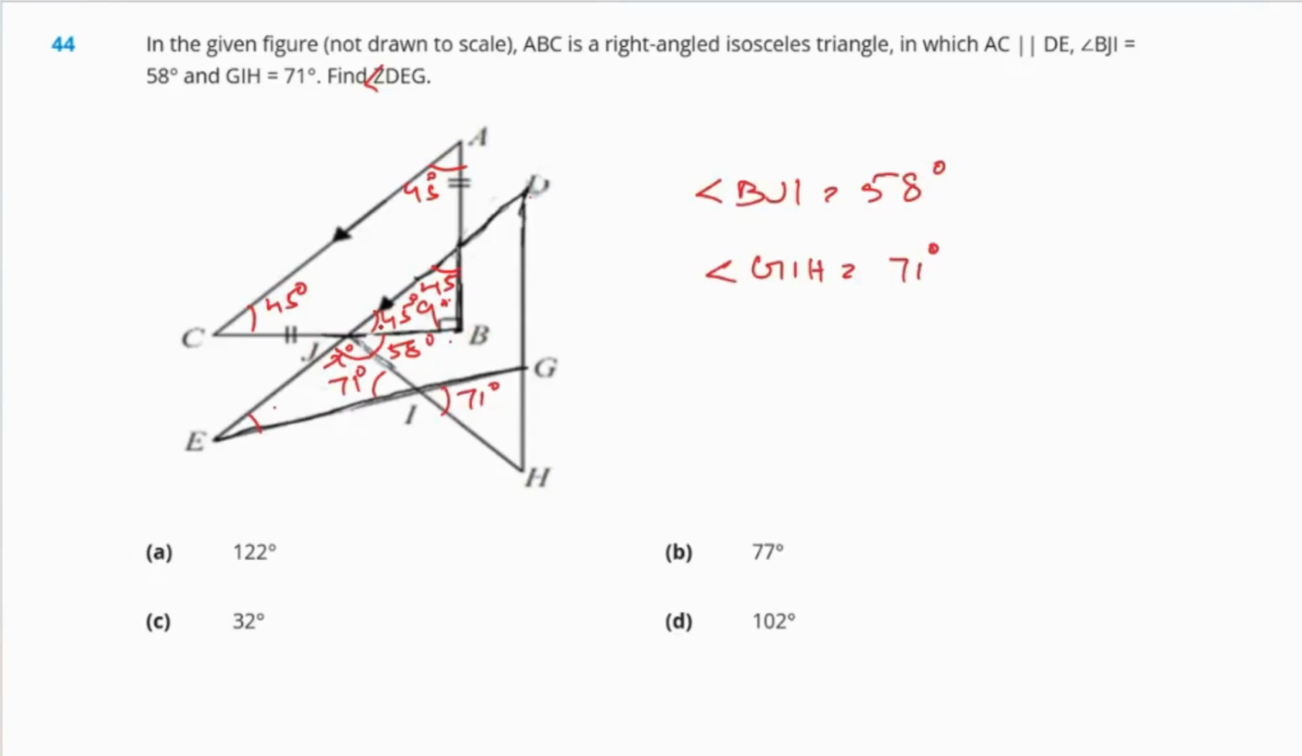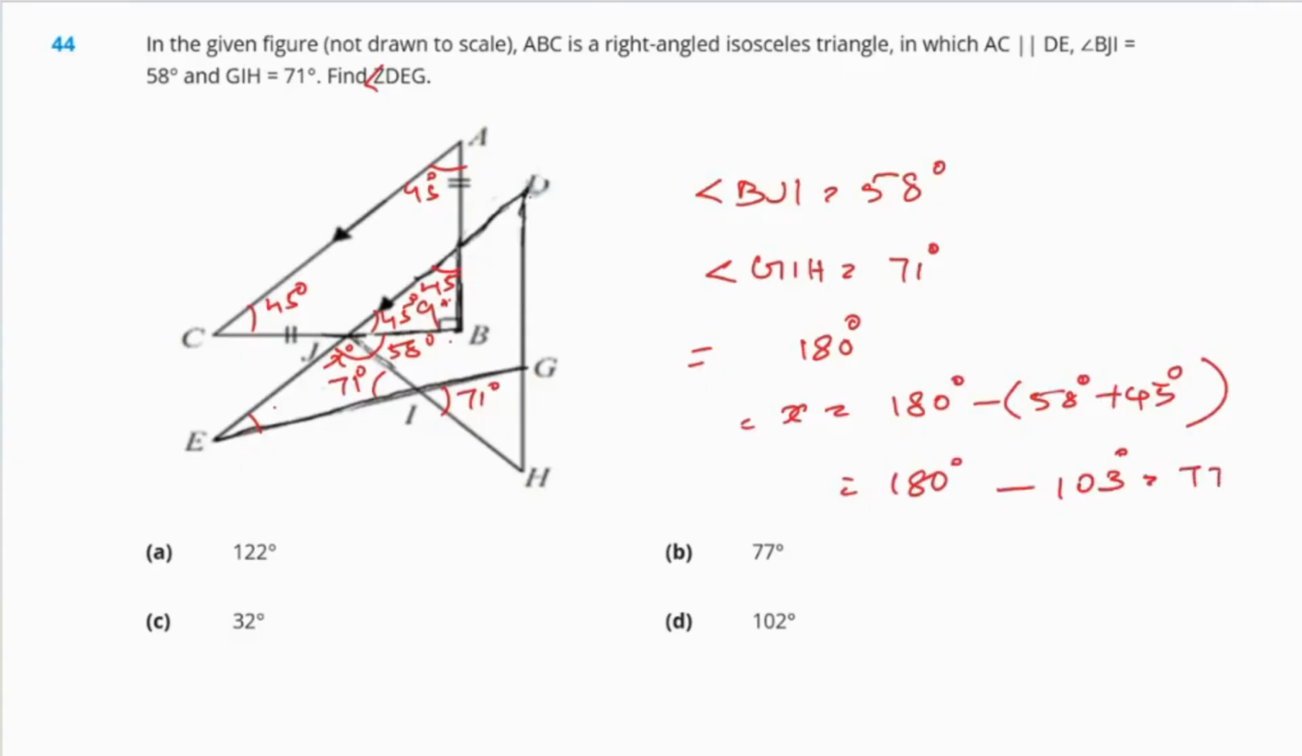This is supplementary, or a half angle, a straight angle we can say: 45, 58 and x are making the straight angle. So the value of a straight angle will be what? 180 degrees. So we can write x equals 180 degrees minus 58 plus 45. First, we will find out this x. Then, by using the angle sum property, we will find out the value of DEG. So x is equal to 180 degrees minus 103 degrees, which is equal to 77 degrees. So now we get the value of x as 77 degrees.